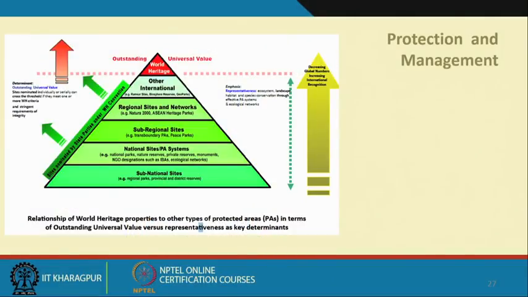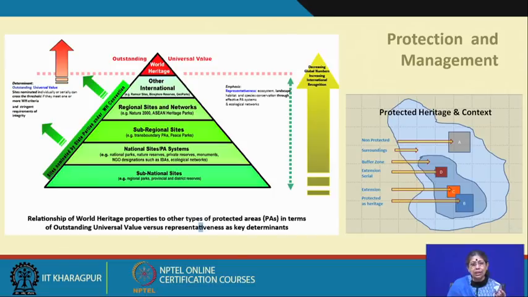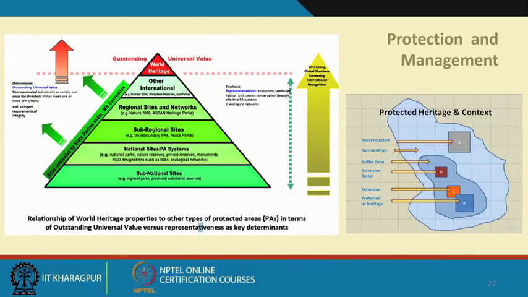Now, we also say that the third pillar is protection and management. It is not only the World Heritage Sites; there are other types of properties which are also of value, either regional sites or network, sub-regional sites, national sites or local sites. We must understand these in a total context and their relationship to each other, and try to protect and manage them, and that is what we will discuss in our next lecture, under the protection and management of World Heritage Sites in particular, but also in general the protection and management of heritage sites.